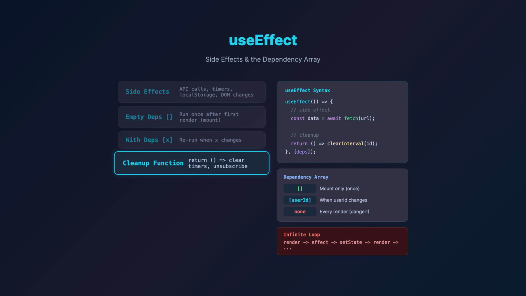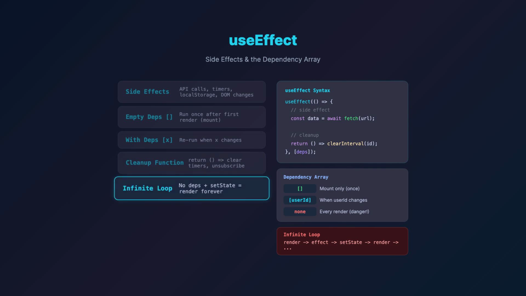The cleanup function prevents memory leaks. Return a function from your effect, and React calls it before the effect runs again or when the component unmounts. useEffect(() => { const interval = setInterval(...); return () => clearInterval(interval) }). This is essential for timers, subscriptions, and event listeners.